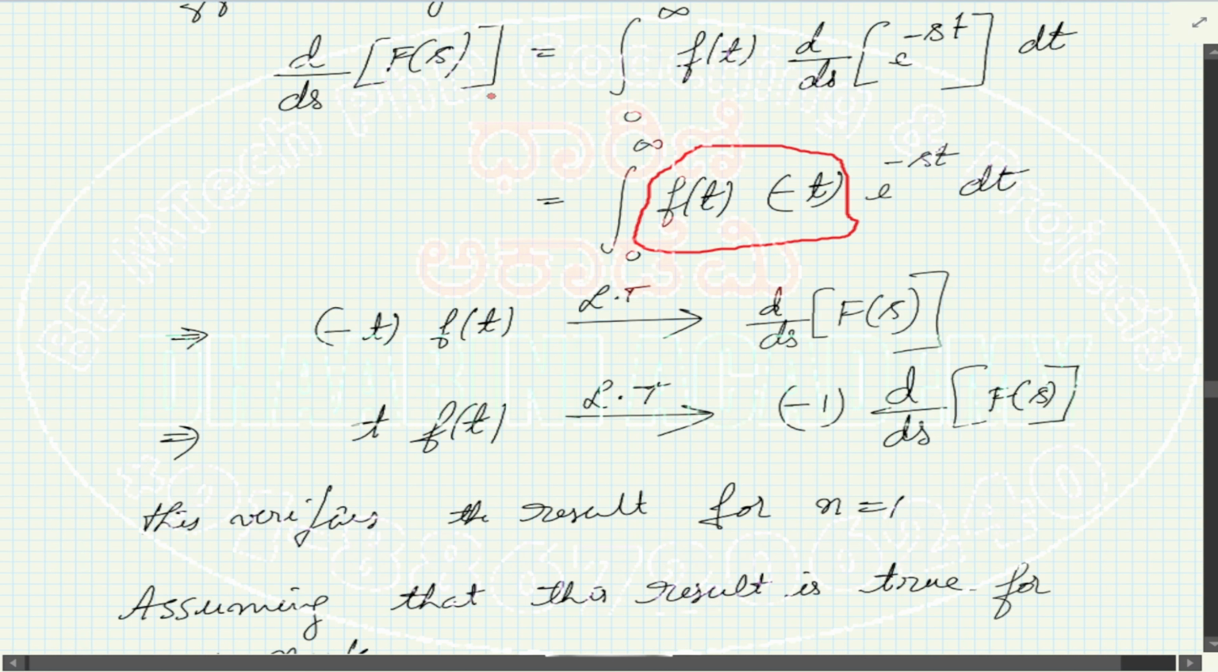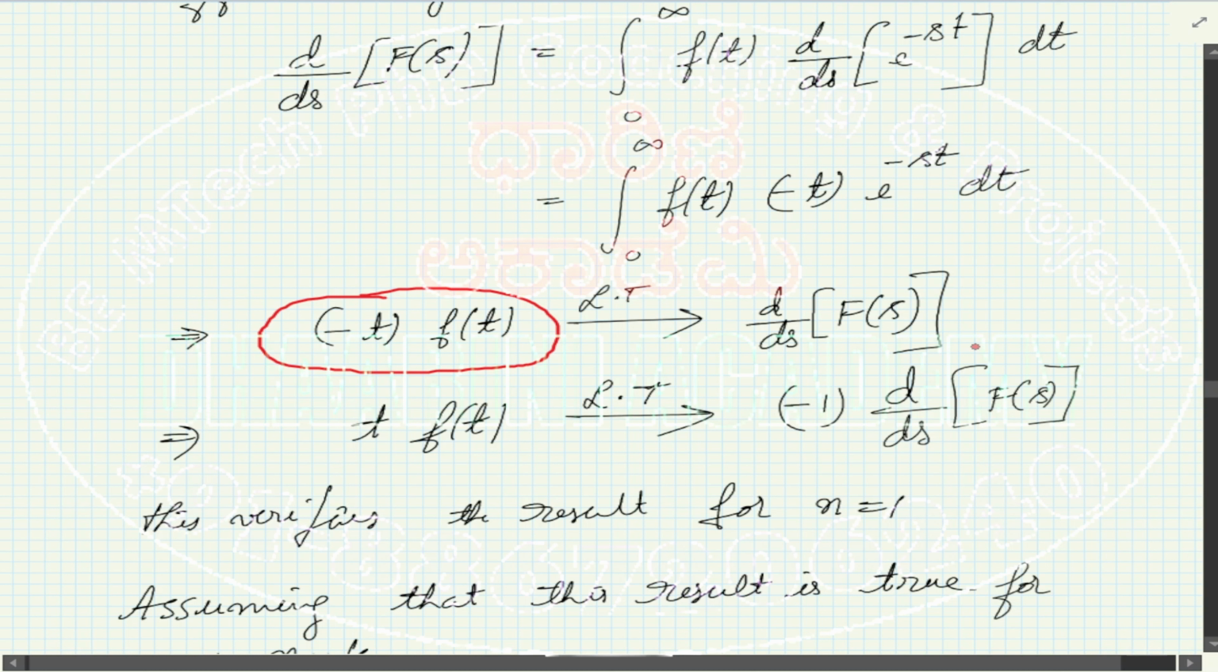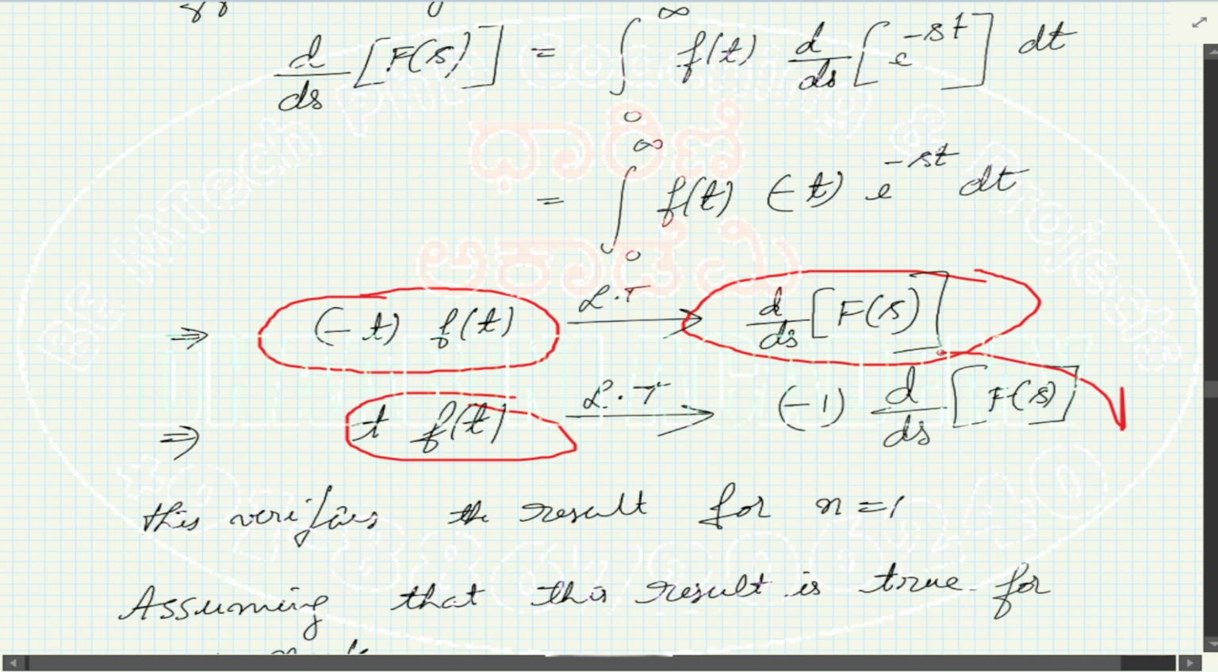So you can just see here. This is how we write, minus t into f of t means d by ds. Take the minus to the other side, t into f of t becomes minus 1 d by ds of f of s.